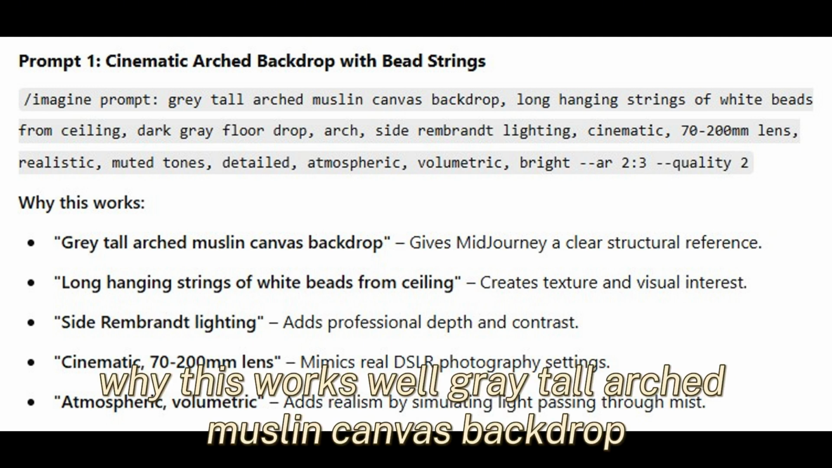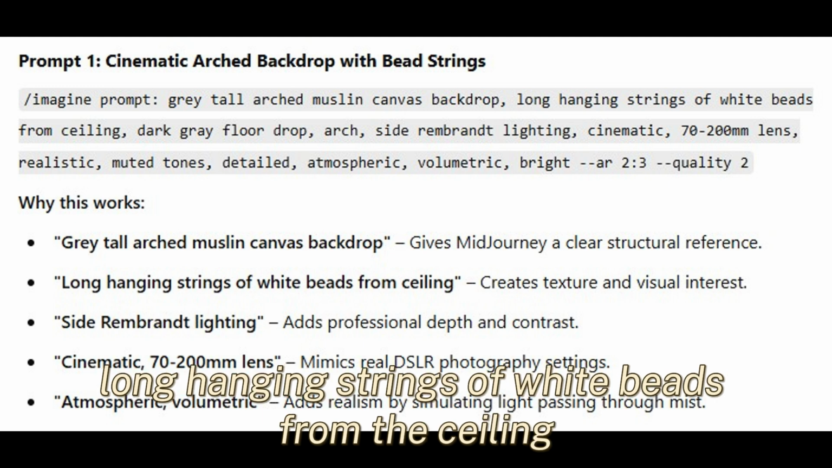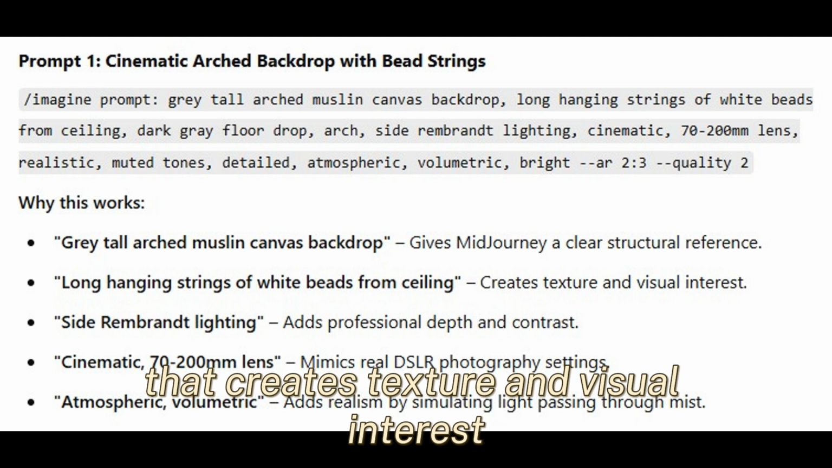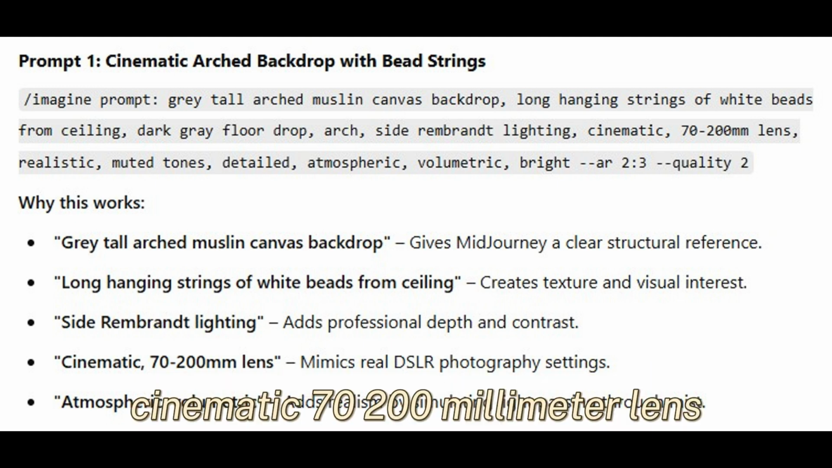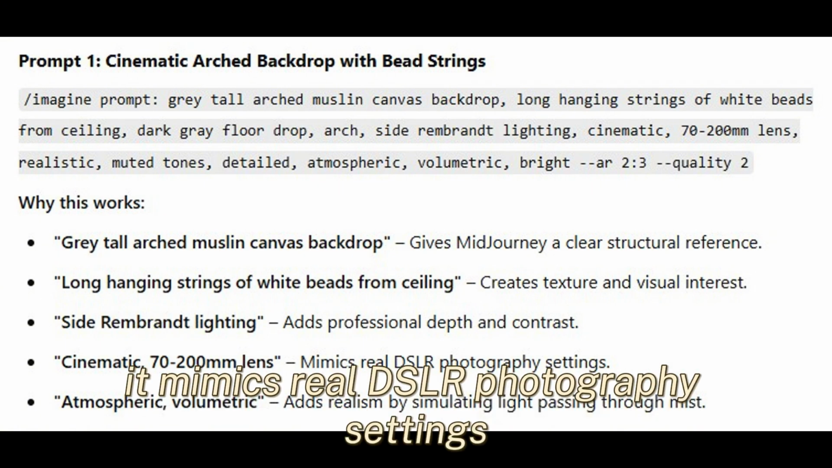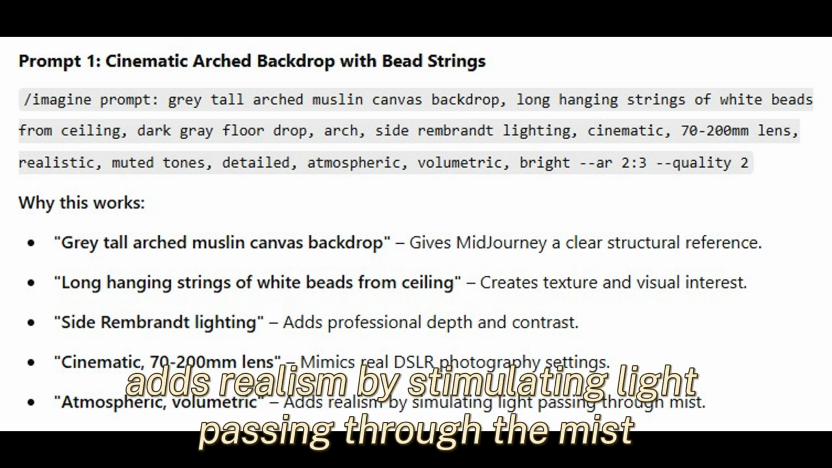Why this works well: gray, tall, arched muslin canvas backdrop. It gives MidJourney a clear structural reference. Long hanging strings of white beads from the ceiling create texture and visual interest. Side Rembrandt lighting adds professional depth and contrast. Cinematic 70-200 millimeter lens mimics real DSLR photography settings. Atmospheric volumetric adds realism by simulating light passing through the mist.